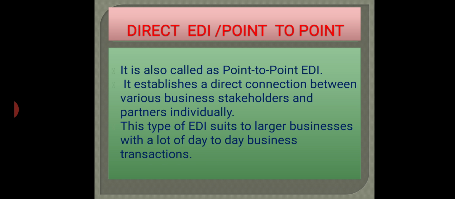So the first one is direct EDI, that is point-to-point EDI. We can call it point-to-point EDI because it establishes a direct connection between various business stakeholders and partners individually. This type of EDI suits large businesses with a lot of day-to-day business transactions, because it has the direct connection. For large business organizations, we can use this point-to-point EDI method.